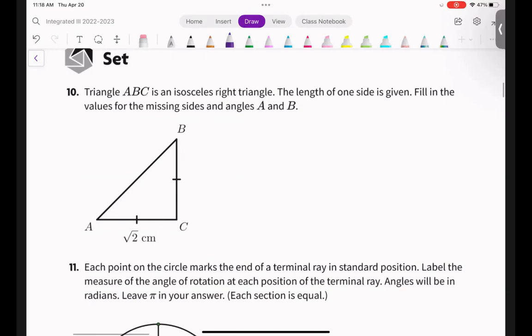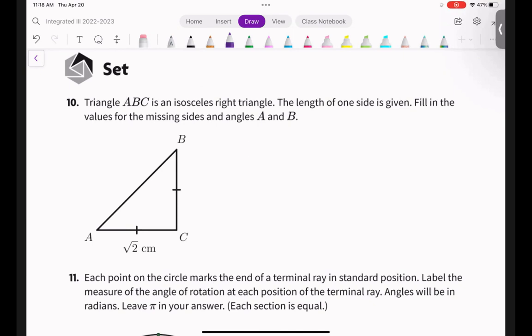So we're doing 6.8, number 10 from Ready, Set, Go. And I sent you guys off to your groups already. And it says triangle ABC is an isosceles right triangle. The length of one side is given. Fill in the missing sides and angles for A and B.